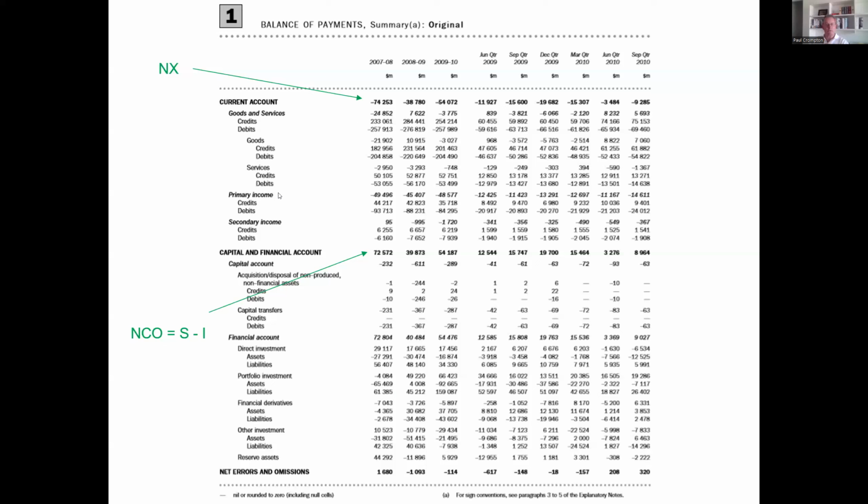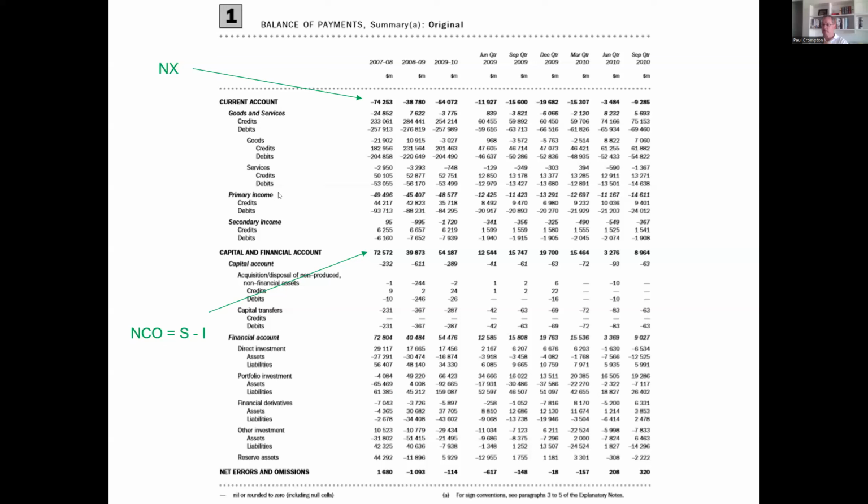Now, part of the reason we're doing that is that the balance on primary income doesn't change much. It went from 49 billion deficit to 45 to 48. Compare that to the balance on goods and services, which is the net trade, the net trade or net exports. It went from 24 billion to positive 7 to minus 3. So there's big fluctuations in the goods and services balance. That is net trade, it's NX. The primary income balance doesn't change very much at all.